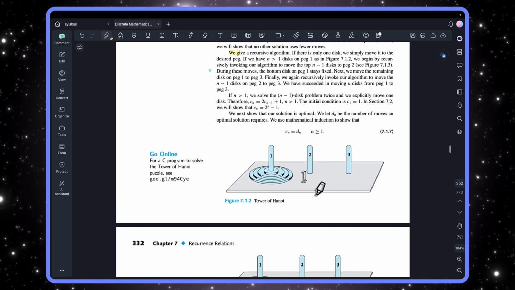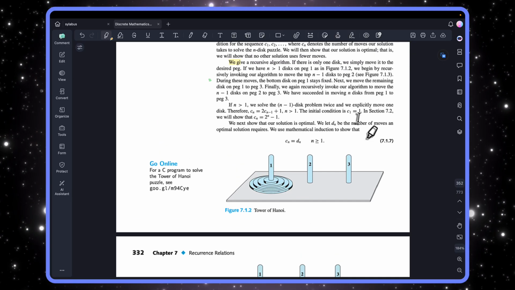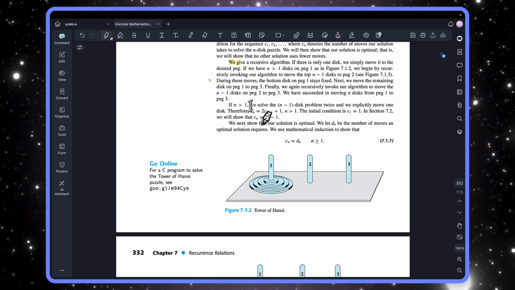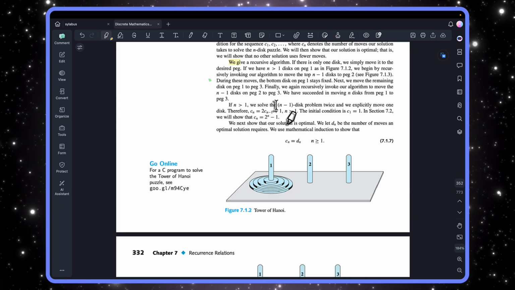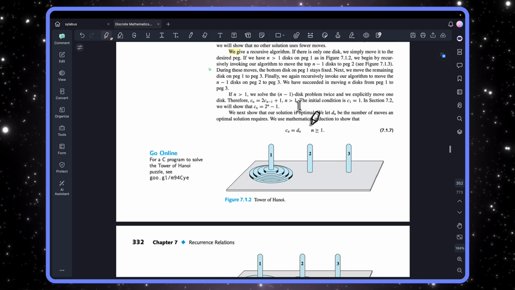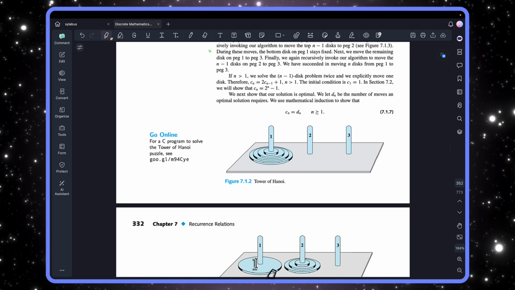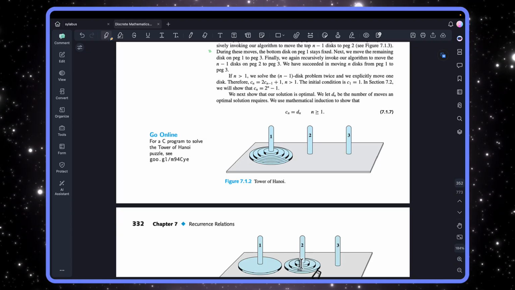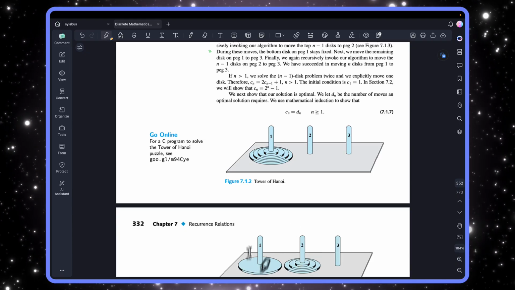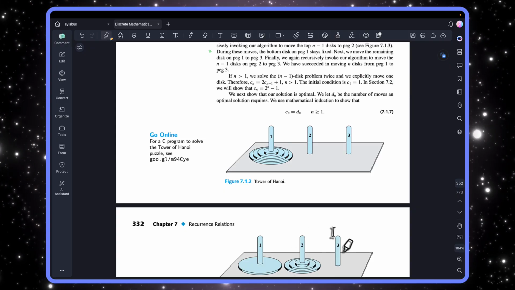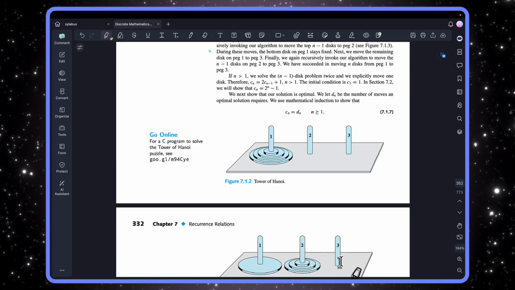So there we have it, right? Now what do we do? If n is greater than 1, we solve the n minus 1 disk problem twice. We put these n minus 1 disks here, then we move this disk over here, and then we solve the n minus 1 problem here again.